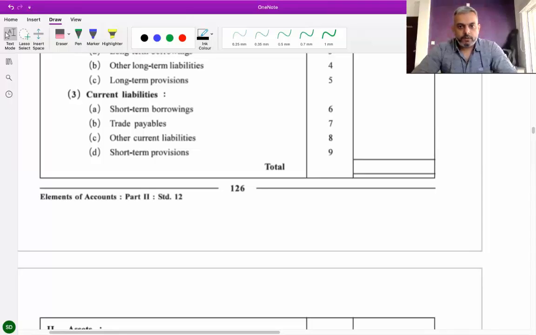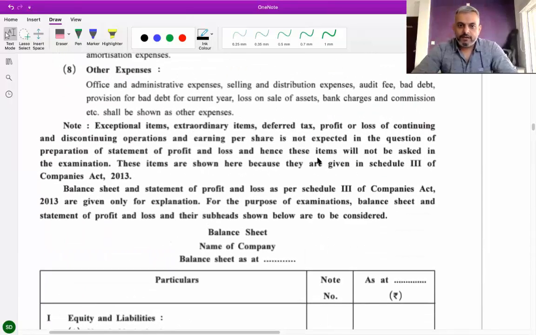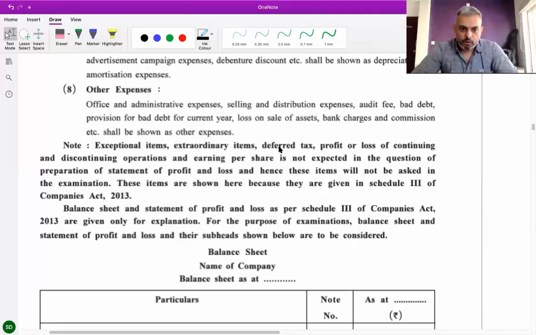Now, over here, on page number 126, you can see something is given in bold and that is always useful to us as students, to see what has been extracted. So you can see balance sheet and statement of profit or loss as per schedule 3 of Companies Act 2013 are given only for explanation.